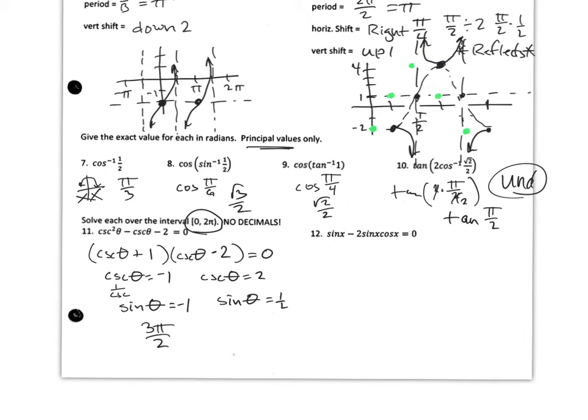Now, for this, we're allowed to use the entire unit circle. So we're going to use all 4 quadrants. Sine is 1/2 at pi over 6. Not sure why I wrote that. And then, of course, in the second quadrant as well, 5 pi over 6.